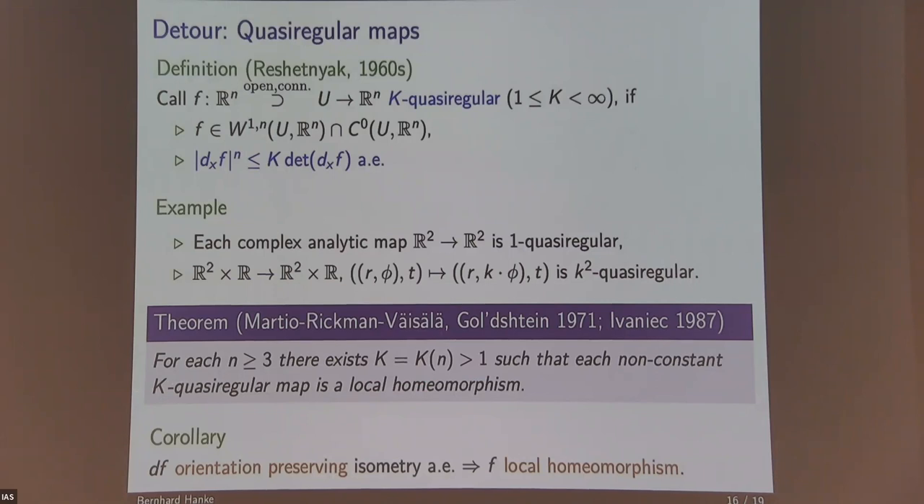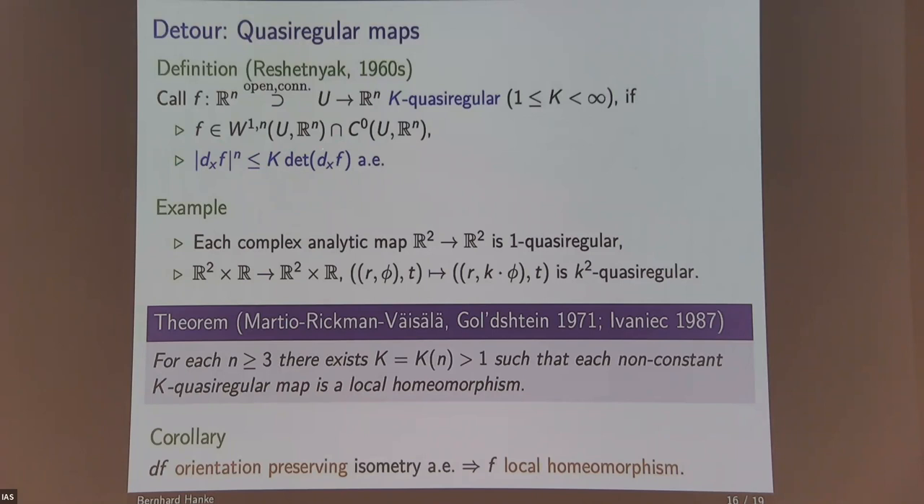Otherwise, I should tell you that here we don't have absolute value signs. Implicit in this definition is that if, say, DF is almost everywhere an isometry, then this thing here is positive, and this means that the determinant has to be positive almost everywhere. So F has to be orientation preserving almost everywhere. This is implicit in this definition here, if the left-hand side is different from zero, because then the right-hand side must also be positive.